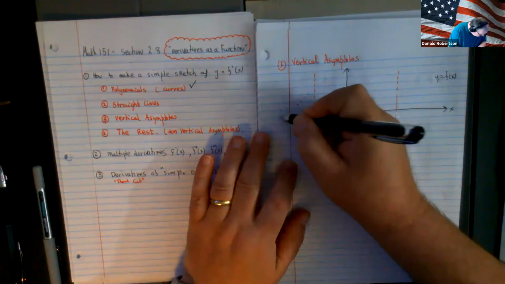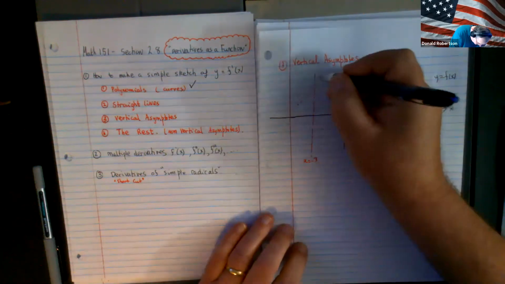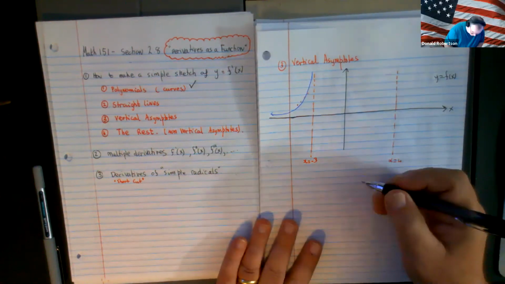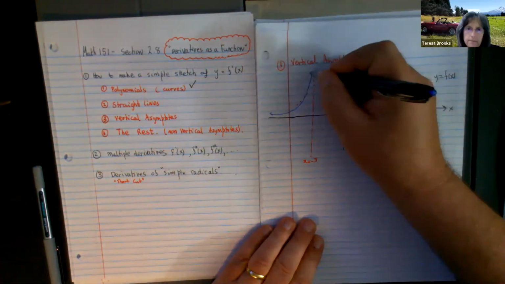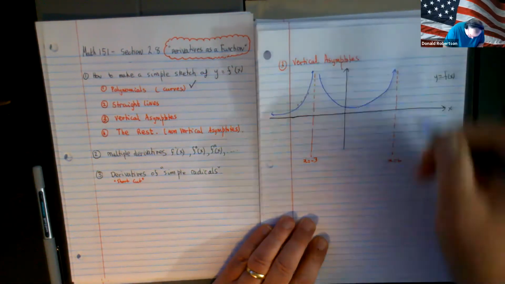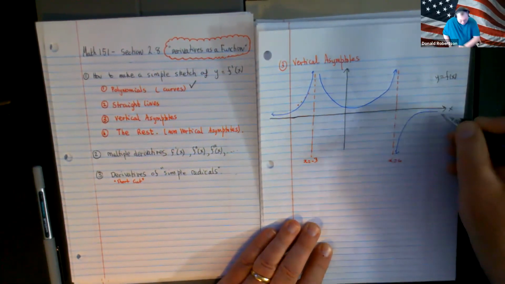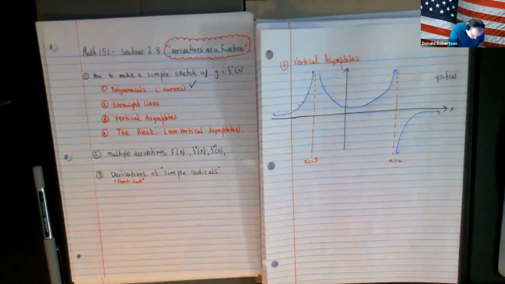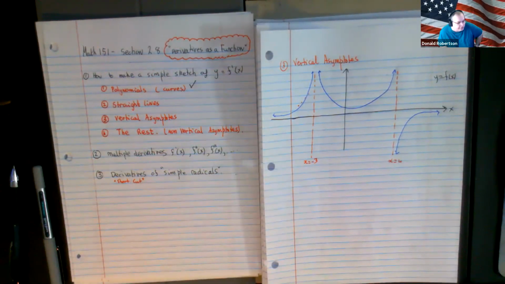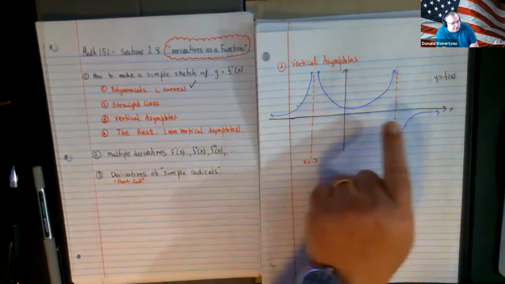So I'm going to have a vertical asymptote that looks like this. I'm going to have a vertical asymptote that looks like that. And then I'm going to have a vertical asymptote that looks like that. Would you agree that's a pretty standard looking rational function, right? They kind of look like that. Do you see we got a volcano here? And we got one of each here, right?